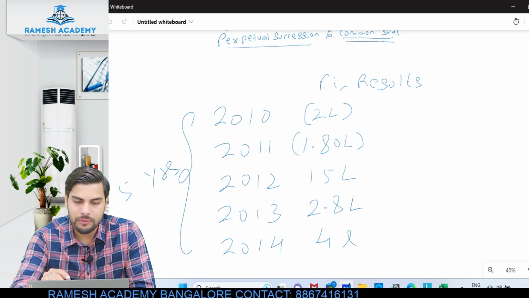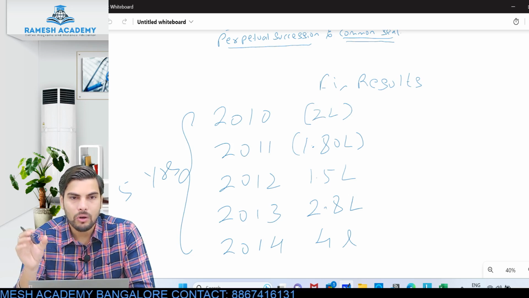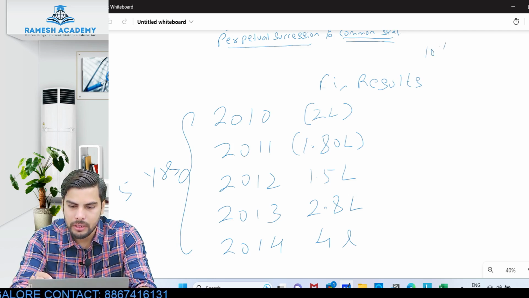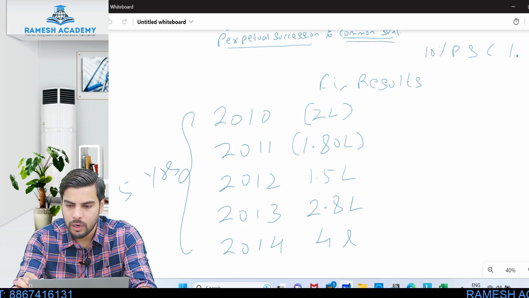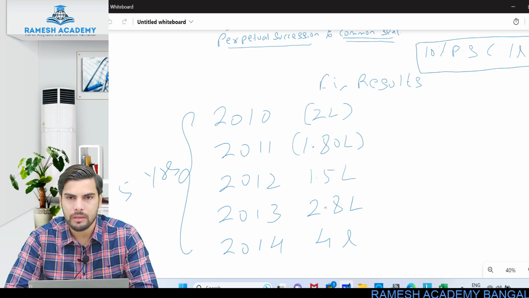In the first year, if you see, I made a loss of 2 lakh rupees. Will I be able to distribute any dividend to the shareholders? Now let us say I've got 10% preference share capital, and let's say that is worth rupees 1 lakh. So this is the preference share capital: 10% preference share capital of 1 lakh.